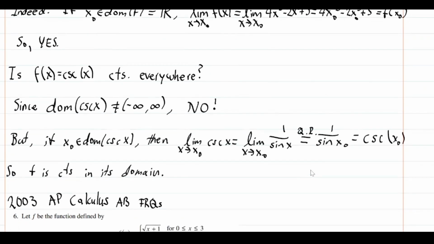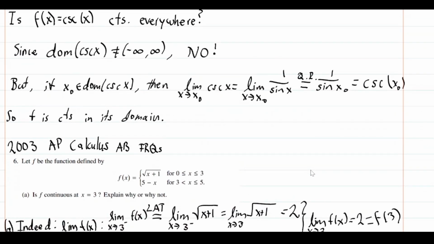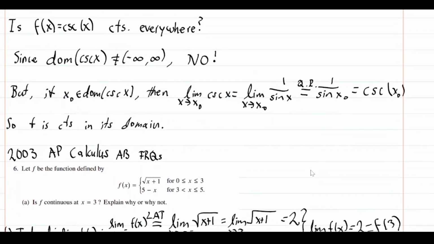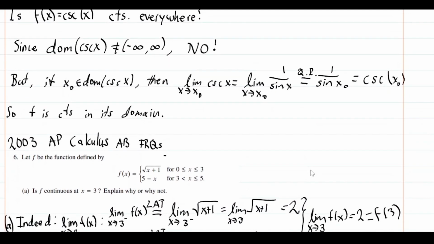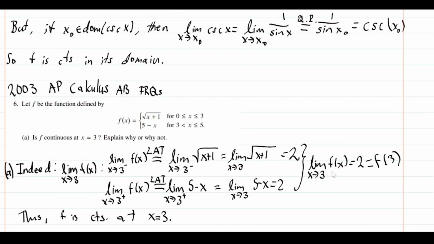For our next example, I'm going to take it straight out of the 2003 AP Calculus AP FRQs. Question 6. So if we let f be defined as the following function, we're only going to look at part A. Is f continuous at x equals 3? Explain why or why not. Now we're going to go overkill here, showing all our work and all the theorems associated. For the purposes of the AP exam, though, feel free to use shorthands like plugging it in a lot of the time, not referencing theorems, but we want to actually learn, so we're going to use our theorems.